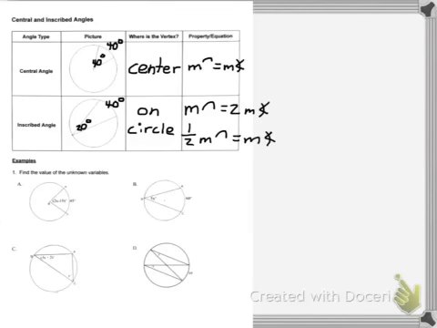Next, we're going to go over our final lesson on circles, which has to do with central and inscribed angles. So your two angle types are over here on the left, central and inscribed angles. So the first one let's talk about is the central angle. In a central angle, the vertex is at the center of the circle. So this red dot that I put right there is the center of the circle.